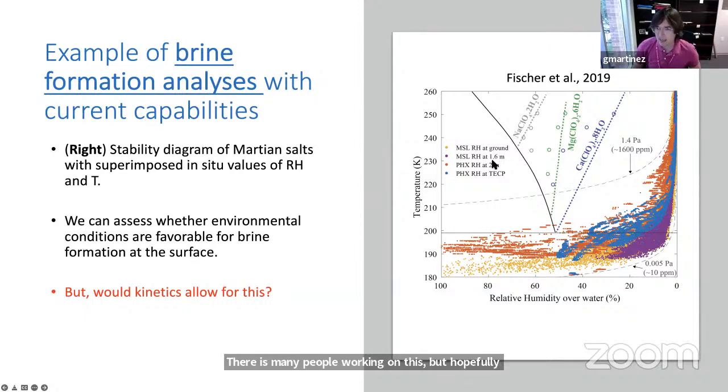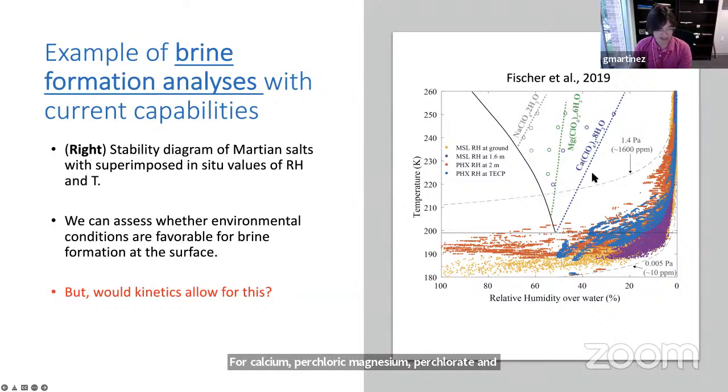In this figure on the right, I'm showing the temperature as a function of relative humidity over water. All the colors represent measurements at the MSL and Phoenix landing sites. Then the dust-colored lines represent the liquescence relative humidity for calcium perchlorate, magnesium perchlorate, and sodium perchlorate.